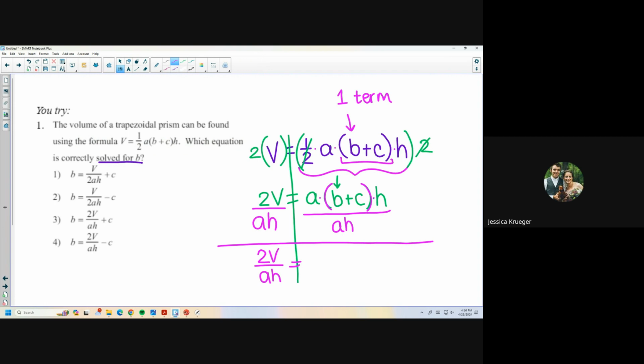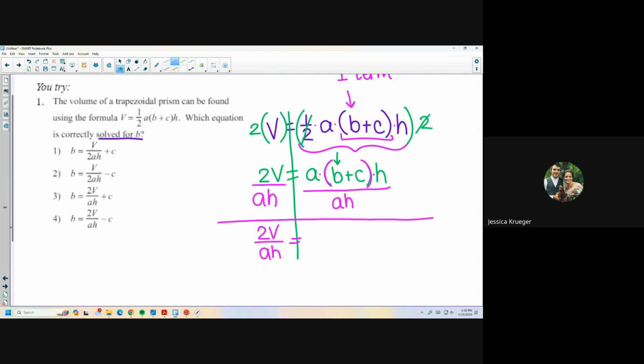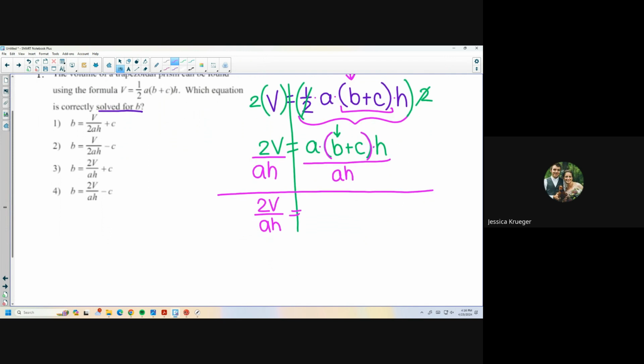Go ahead and pause the video and see if you can figure out what'll be left on the right. On the right side, I'm going to be left with parentheses B plus C. To get rid of my parentheses, I want to distribute, but I'm just distributing a 1. 1 times anything is just itself. It remains the same. So I can drop those parentheses. Go ahead and pause the video. See if you can figure out what your next step would be to get B by itself.